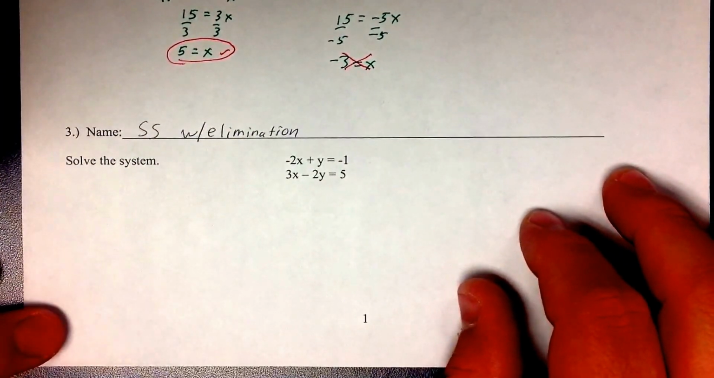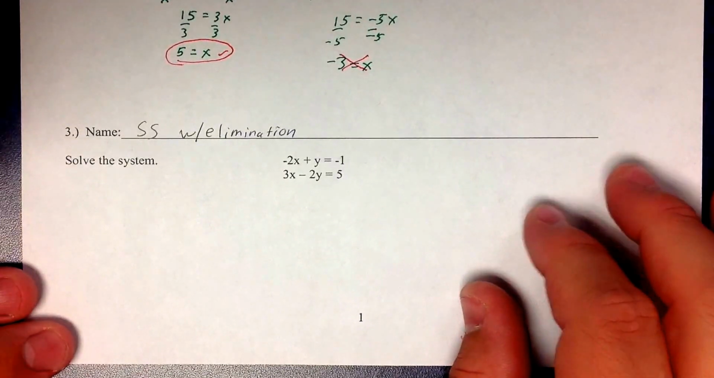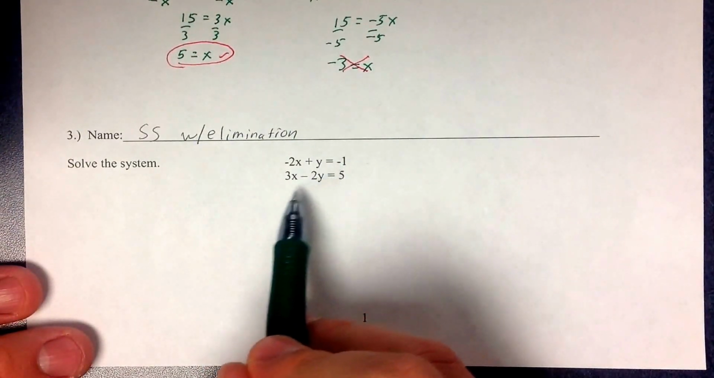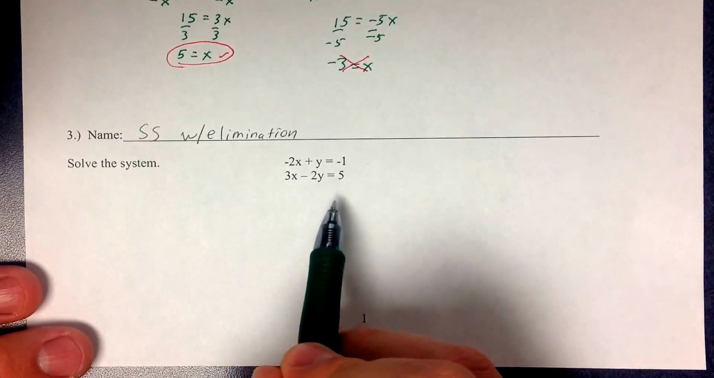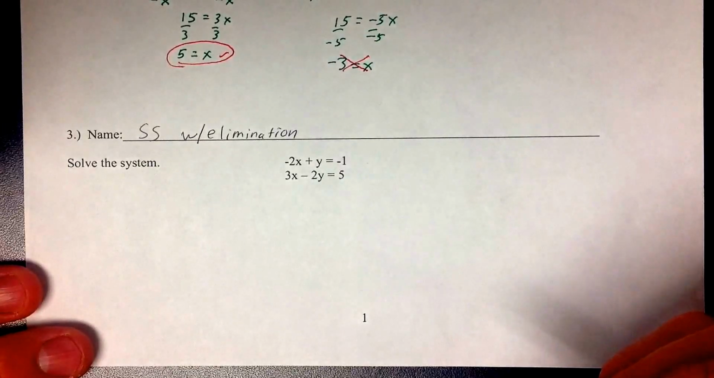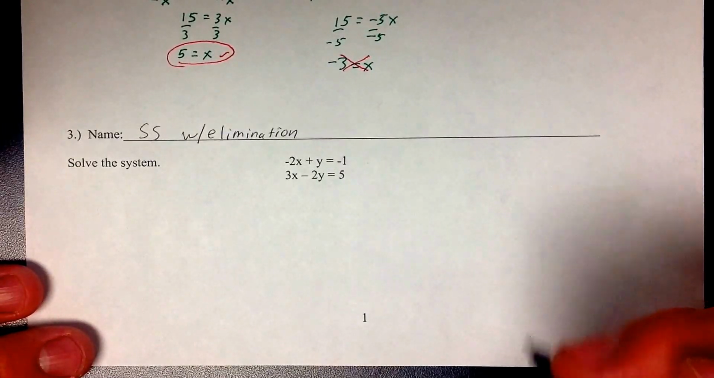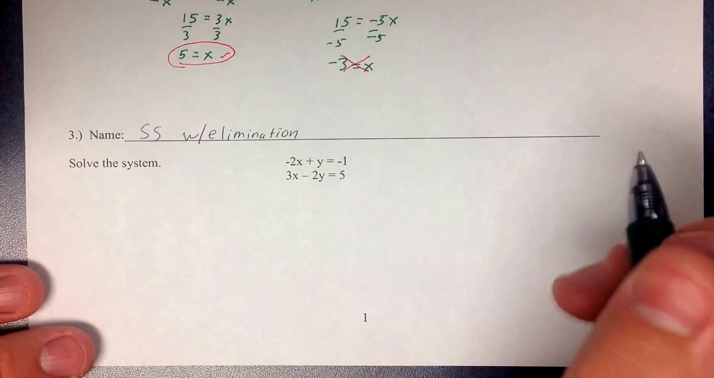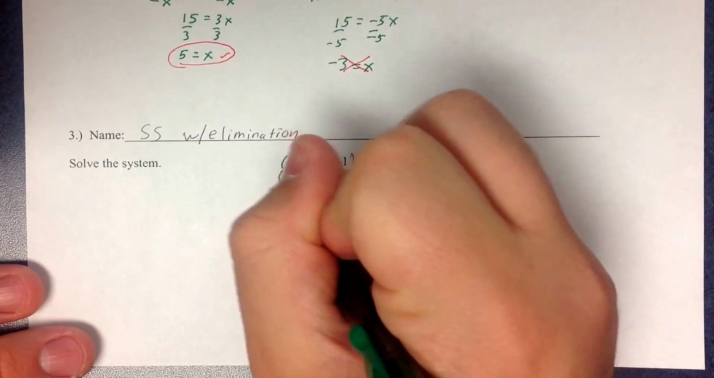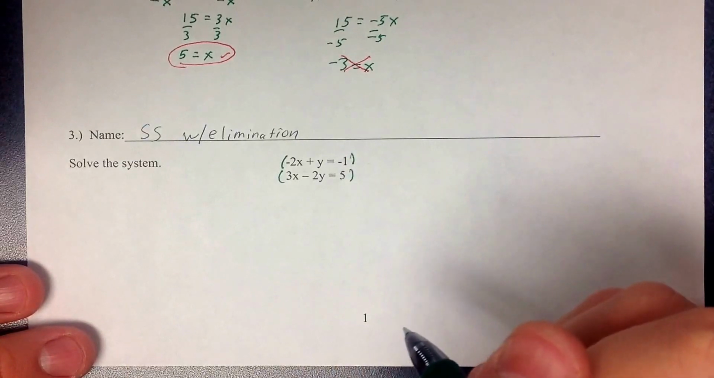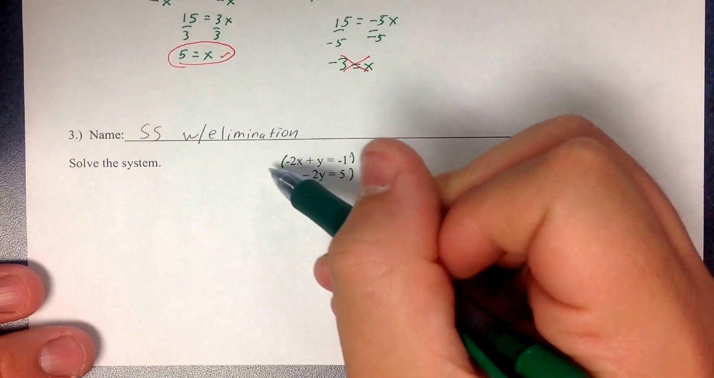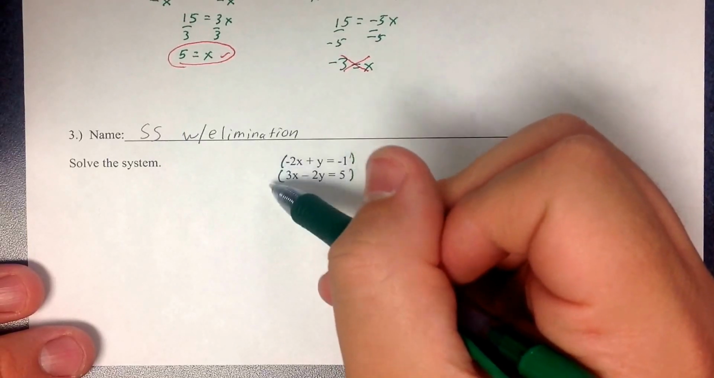Number 3, solve systems with elimination. So we've got negative 2x plus y equals negative 1 and 3x minus 2y equals 5. Again, several different ways to approach these. I'm just going to keep it the same as I've done since you guys were in Algebra 1, is we can always put parentheses around both. Since I've got opposite signs already, then these numbers can both be positive.